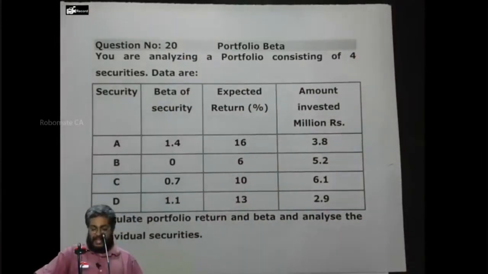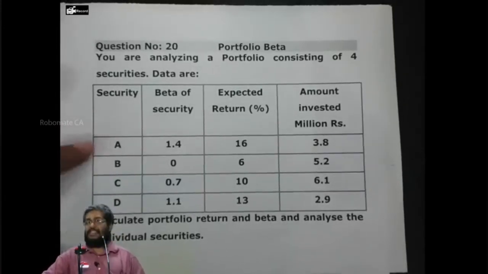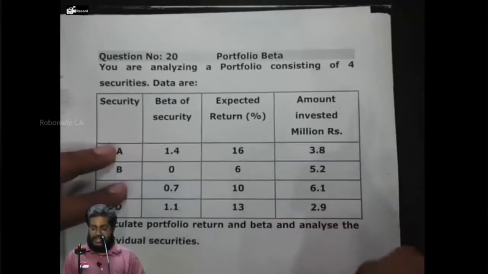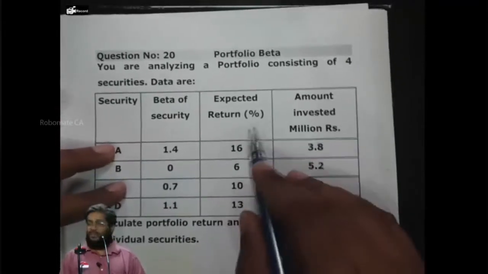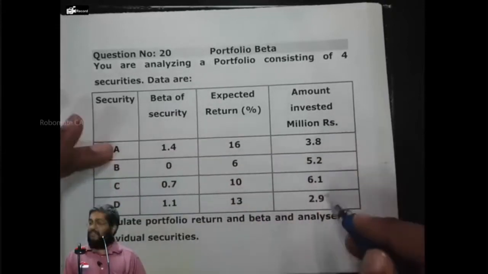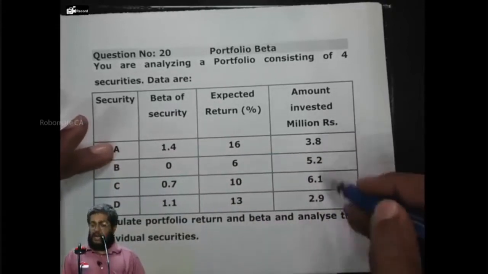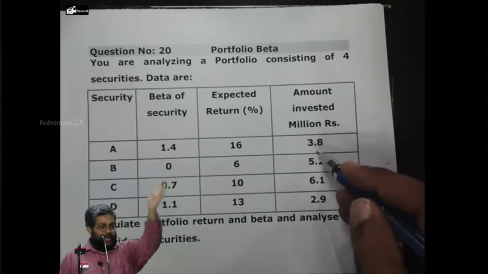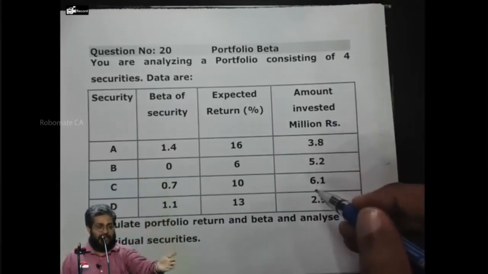You are analyzing a portfolio consisting of 4 securities, A, B, C, D. Betas of the securities are 1.40, 0.7, 1.1. The expected return of each security is given. What is the meaning of this expected return? It is the average return, simple or weighted average, as the case may be. The amount invested by you is also given. This amount invested is the current market value of the investment.